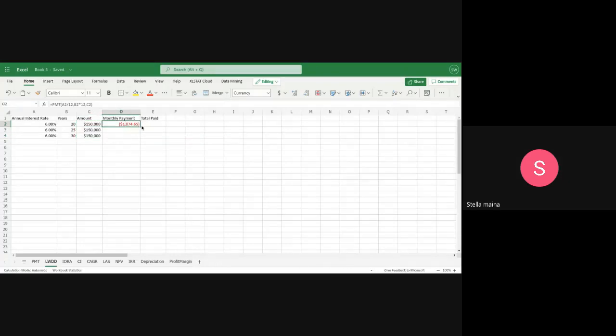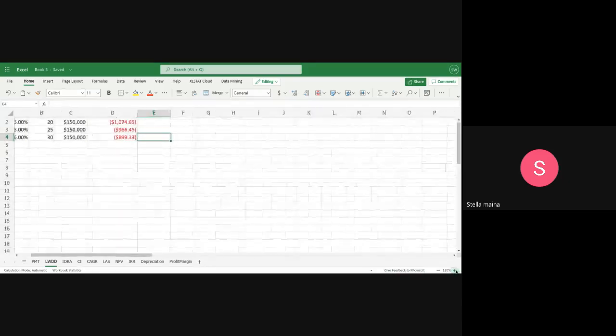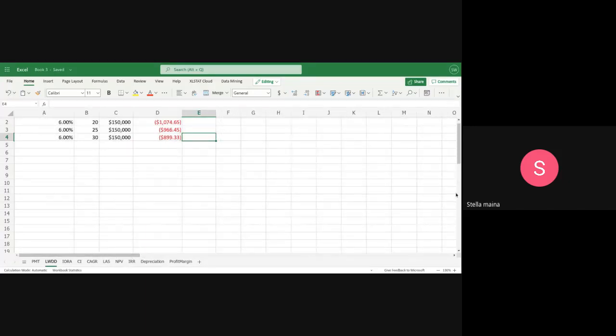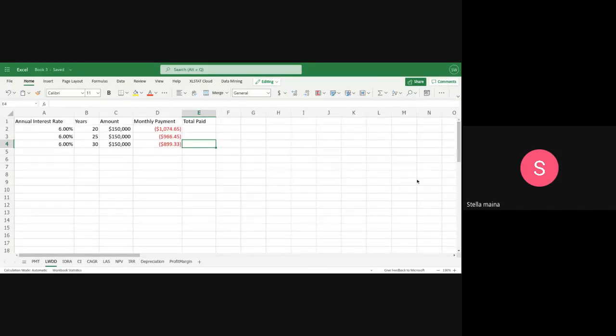Yeah, so we can also just apply the formula. So you can see what is happening. It's now 966.45 and 899.33 dollars for each. So that's the monthly payment for 25 years as well as 30 years. Let me just make sure this is single.